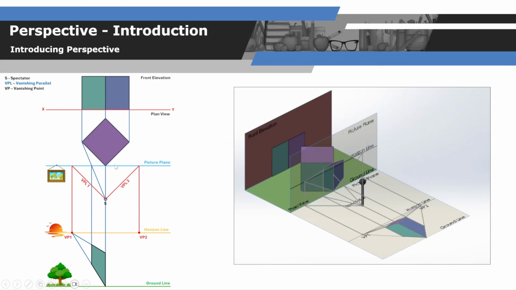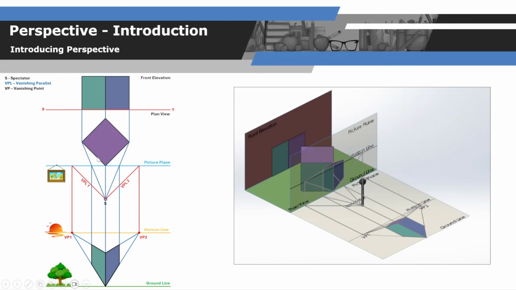And it is the exact same for our blue surface. We're going to bring this point up to VP2, bring this point to VP2, and then we're going to take this outer edge, join it to the spectator, and where it intersects with the picture plane, bring it straight down. We're going to heavy in the relevant lines and then shade in that surface there, and that is now the green and the blue surface as seen in perspective.